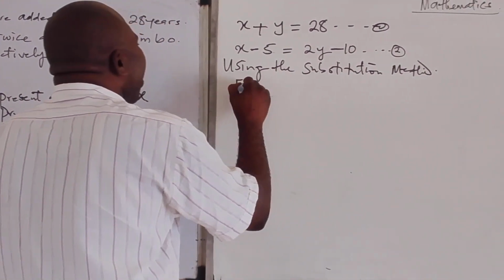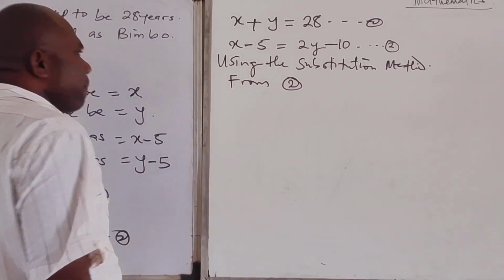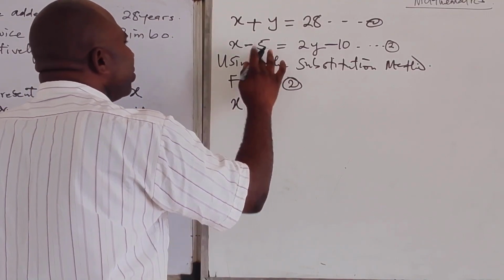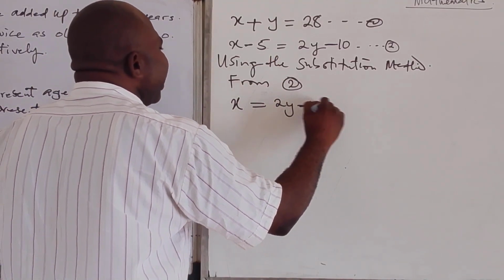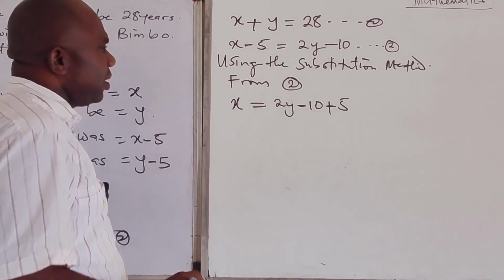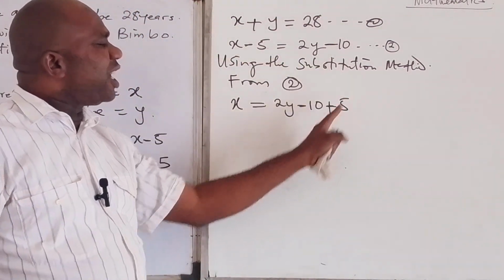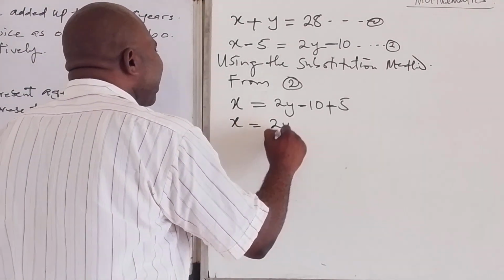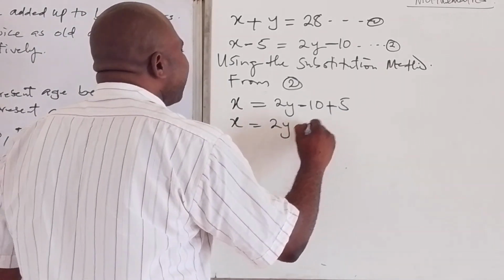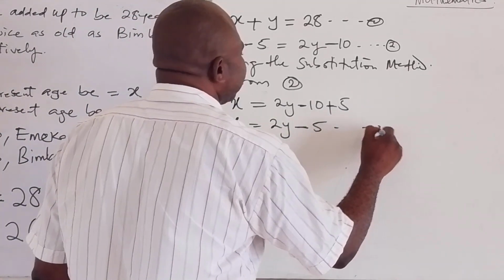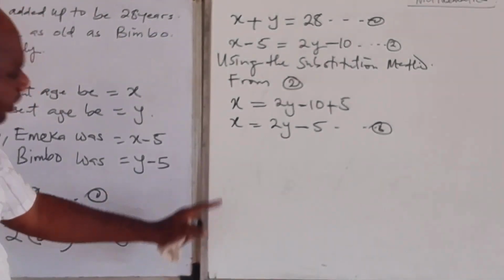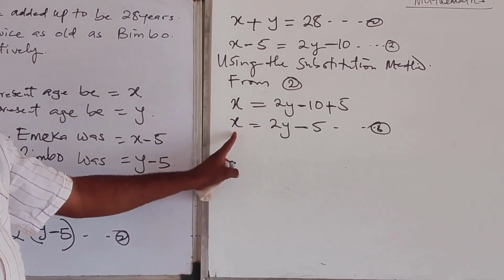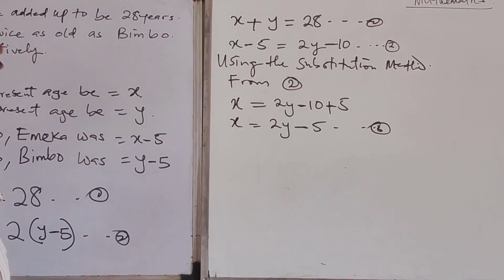Yes. Now from equation 2, the value of x will be equal to 2y minus 10 plus 5. Yes. If you take this minus 5 to the other side, it becomes plus 5. So it means x will be equal to 2y minus 10 plus 5 is minus 5. So now let's call this equation 3. Yes, and remember we actually made x the subject of the equation from equation 2. So it means we are substituting the value of x now into equation 1.